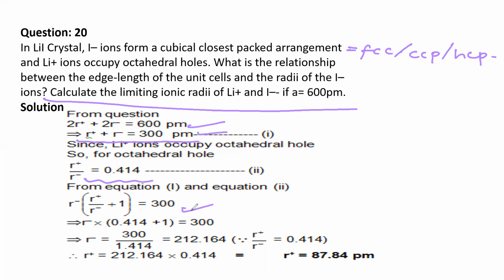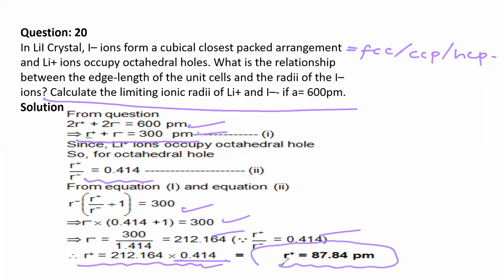So the radius of the iodide ion is equal to 212.164 picometers. Since R plus by R minus is equal to 0.414, R plus is equal to 212.164 times 0.414, which is equal to 87.84 picometers. So this is very important, and I hope you can understand.